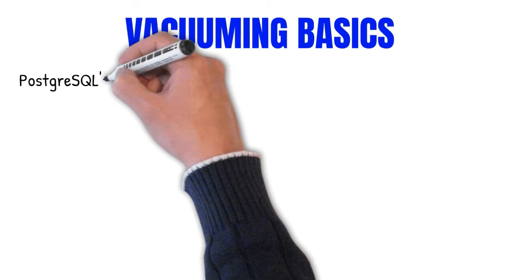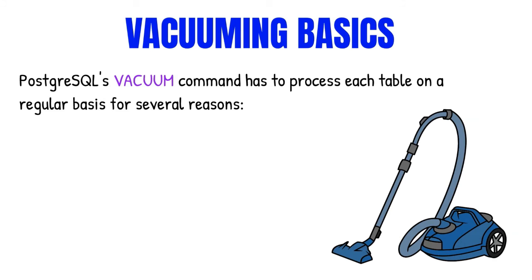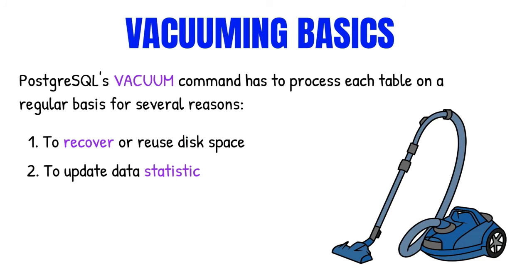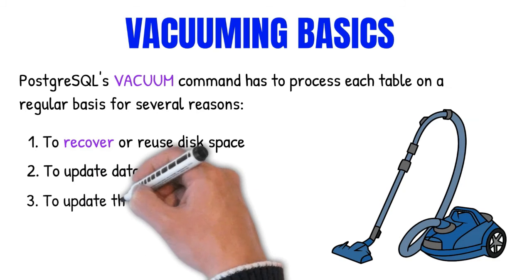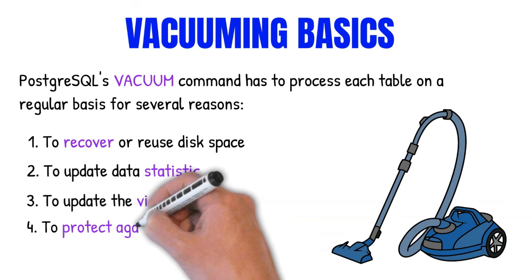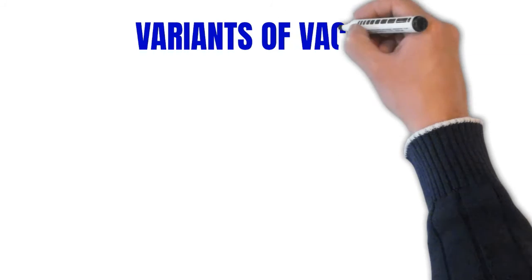The Postgres vacuum command has to process each table on a regular basis for the following reasons. The first one is to recover disk space occupied by updated or deleted rows. Second is to update statistics used by the PostgreSQL query planner. Thirdly, to update the visibility map, which speeds up index-only scans. And fourthly, to protect against the loss of data due to transaction ID wraparound. Each of these reasons dictates performing vacuum operations of varying frequency and scope, which we'll be taking a look at shortly in upcoming lectures.